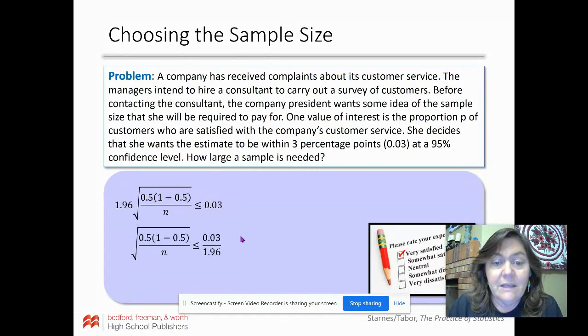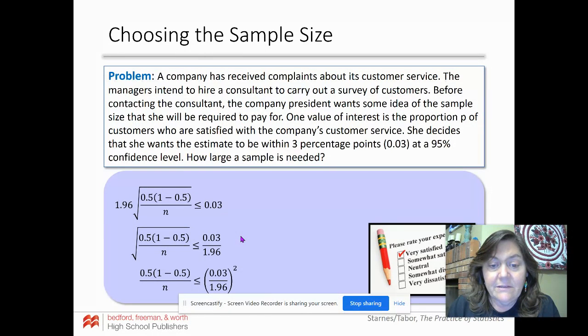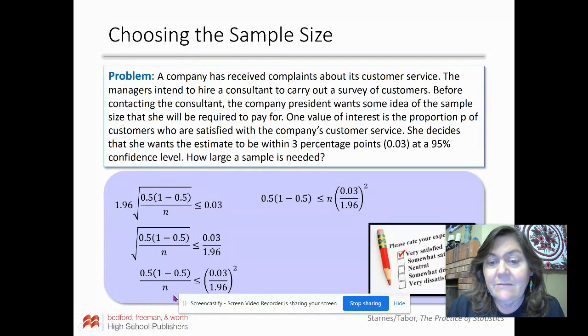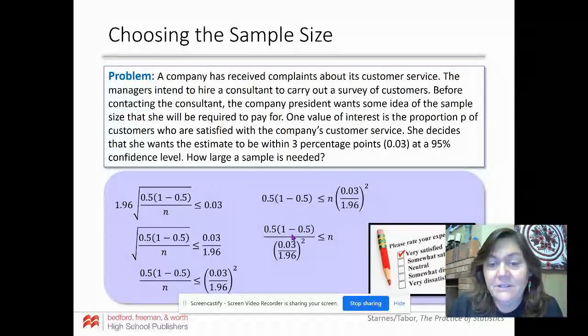So let's do the next step. We divided by 1.96. Square both sides. And then what this side did here was multiply both sides by n. It's kind of like a cross multiplication situation. So if you just multiply both sides by n, you get this. Now to solve for n, you're actually going to take this side and divide by that side. And we get a number.